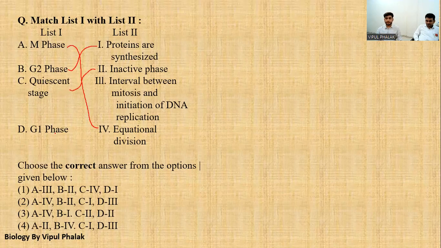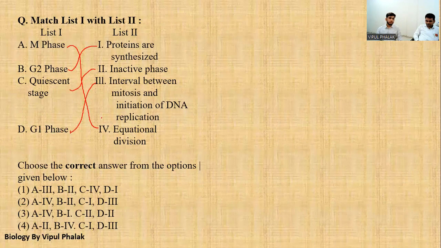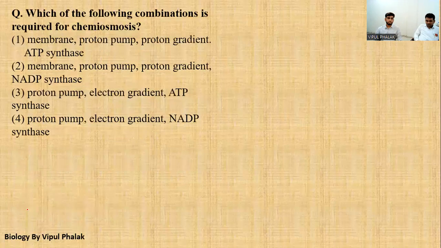And G1 phase is an interval after mitosis, meaning in G1 phase mitosis is completed, and after G1 phase comes S phase where DNA replication occurs. Therefore, it is the interval between mitosis and initiation of DNA replication. In G1 phase, the proteins required for DNA replication are also synthesized. So first, second, and third. These are correct. Very good.